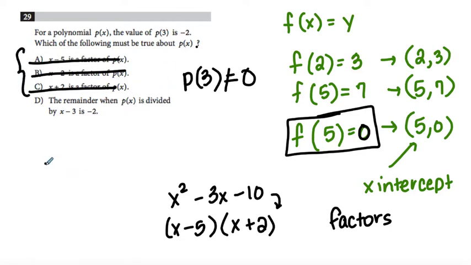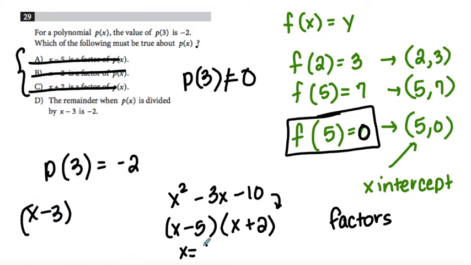But what this means, p at 3 is negative 2, is that at the factor of x minus 3, the opposite, because remember x minus 5 would give me the factor of 5, and this would give me the factor of negative 2. So at that factor, the remainder, the result, or the output would be negative 2. So D would be my answer.